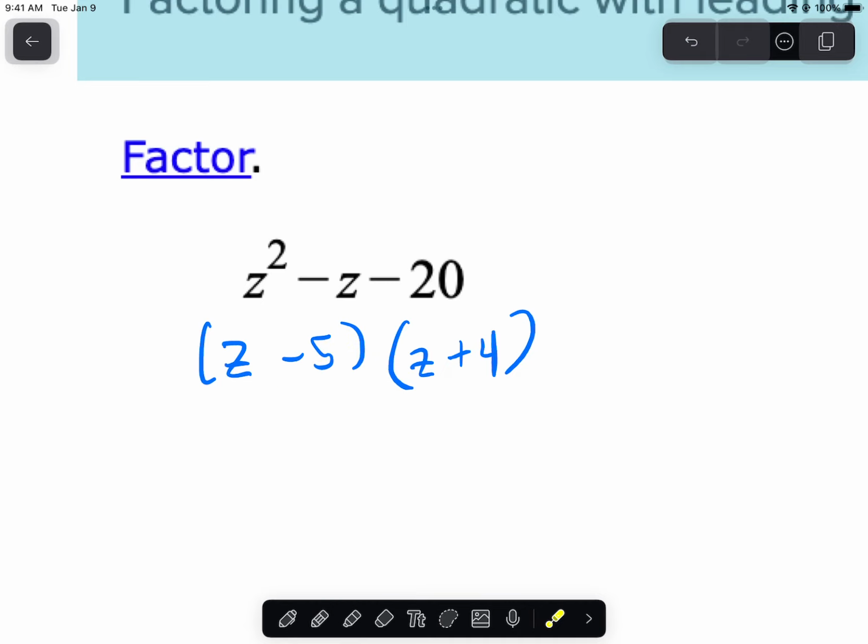Okay? How can you check? Yesterday we did ones where we FOILed, where we distributed. If you distribute, you better get what you started with or something's wrong. Okay? Any questions on that factoring?